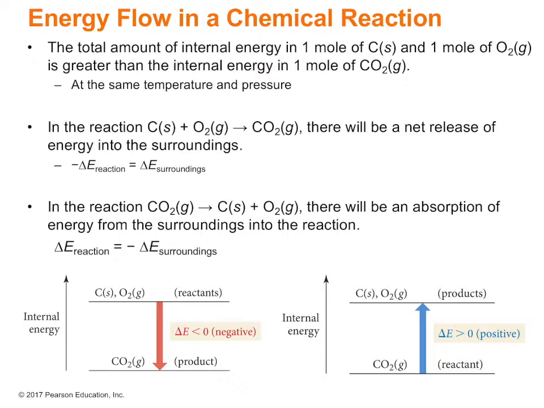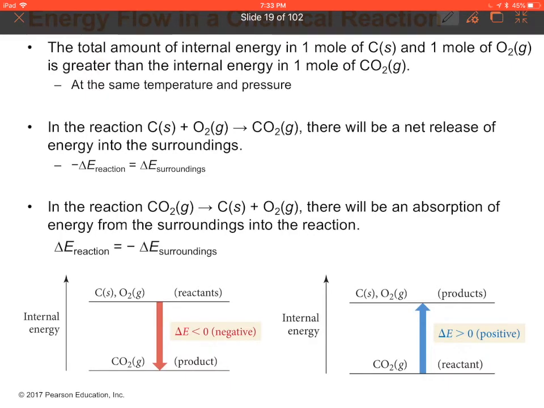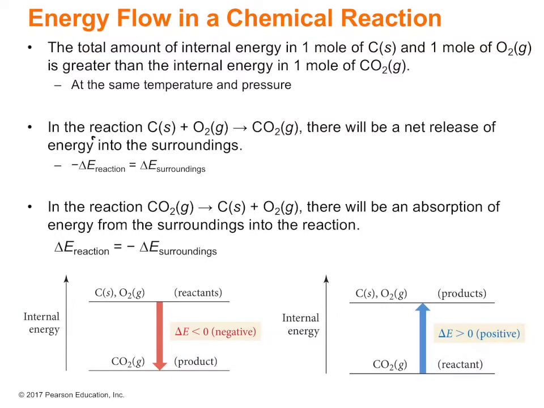All right, guys, so let's look at this in terms of a reaction. It says the total amount of internal energy, another way of looking at internal energy, would be the energy of a system. In 1 mole of carbon and 1 mole of oxygen, the internal energy is greater than the internal energy of 1 mole of carbon dioxide. So in the reaction carbon plus oxygen forms carbon dioxide, there will be a net release of energy into the surroundings.